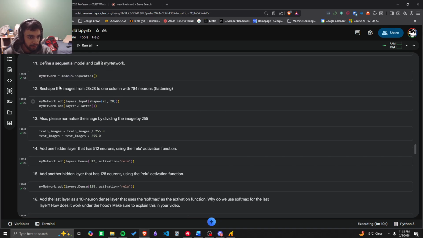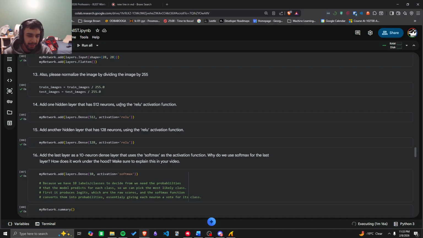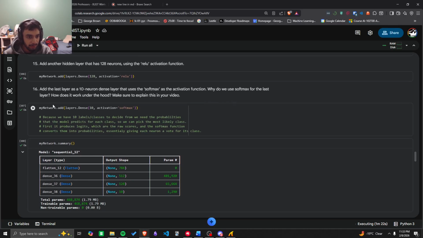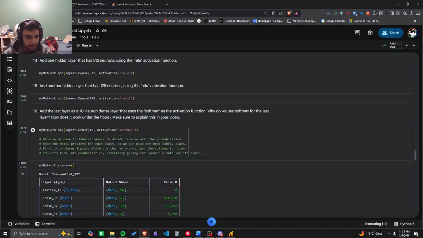Just importing Keras libraries. Here we're creating our first model, a neural network. We're normalizing the image so it's a bit easier for the model, and so any certain weight doesn't bias the model a lot. We're using ReLU for the 2 hidden layers, and for our last layer we're using softmax.